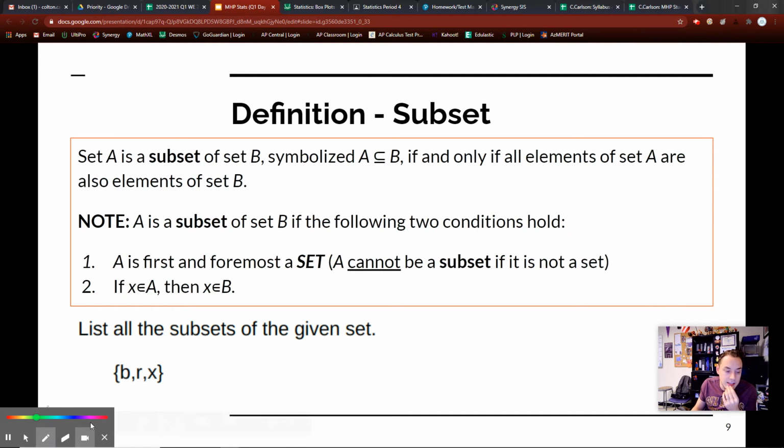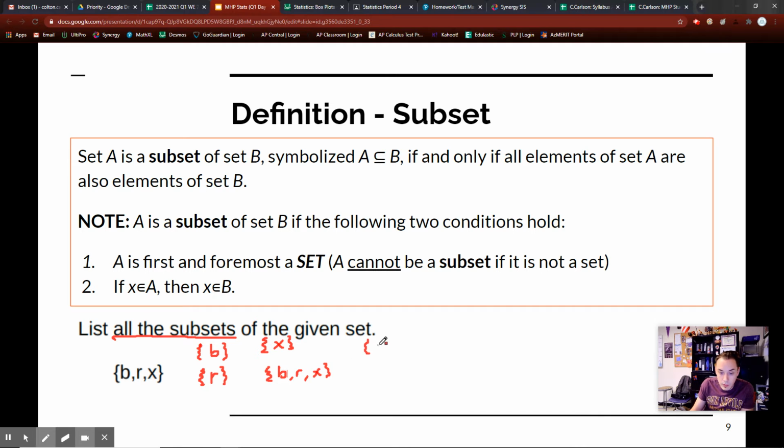Let's list out, if at all possible, all the subsets of the given set, B, R, X. Let's list them all out. Well, first of all, I can have just the subset of B, right? I can also have the subset of R. I can also have the subset of X. But I can also have, now watch this, the subset of BRX. So the whole class itself, this whole set itself can be a subset.